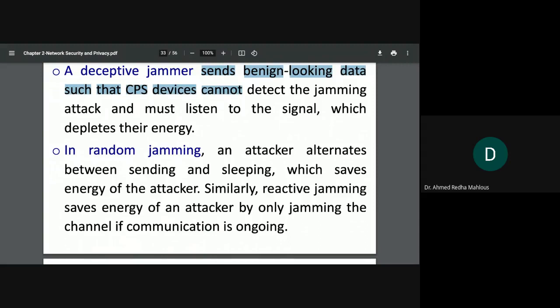It is like when you have two people talking and you want to save your energy while disrupting their communication. If those two people are not talking right now, you don't speak. But when they start talking to each other, you start talking, telling anything, just to disrupt the communication between those two people, and you are saving your energy. In the same way, reactive jamming will send its signal into the channel only on the condition that there is already a communication happening, in order just to interrupt that communication. Okay, Shabab?